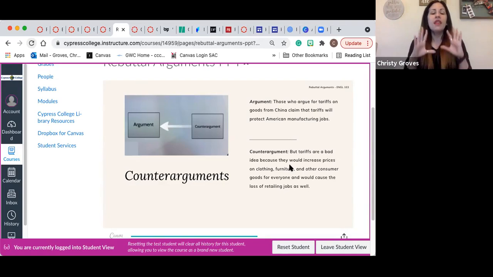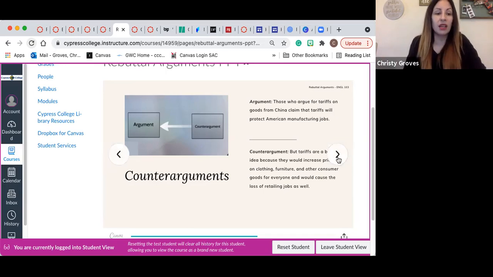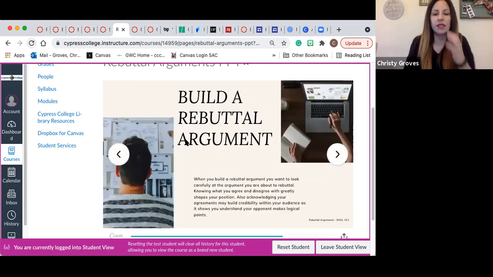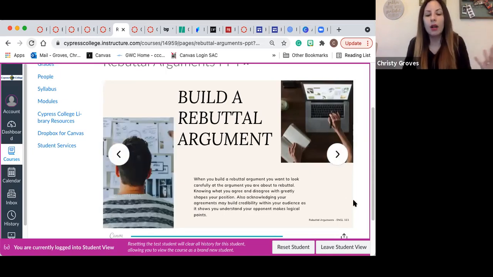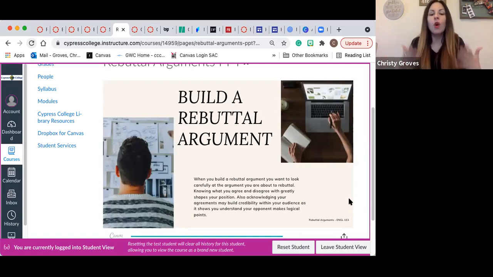Now, that's not to say that you can't use elements of both, but there is typically a main strategy at play, right? Whether you choose to pick apart each reason or whether you choose to present the opposing side, okay? So that's what you want to really think about when you're considering rebuttal essays, okay? So when you build a rebuttal argument, you want to look carefully at the argument you are about to rebut, right? Knowing what you agree and disagree with greatly shapes your position, okay?